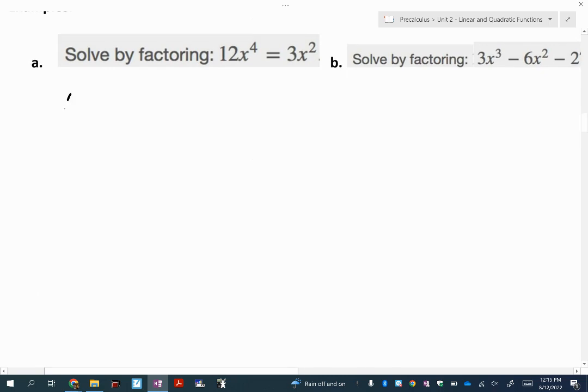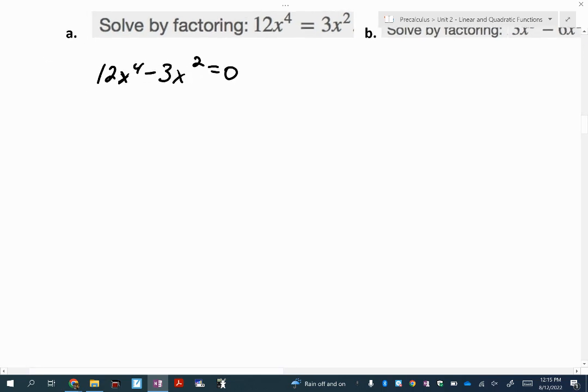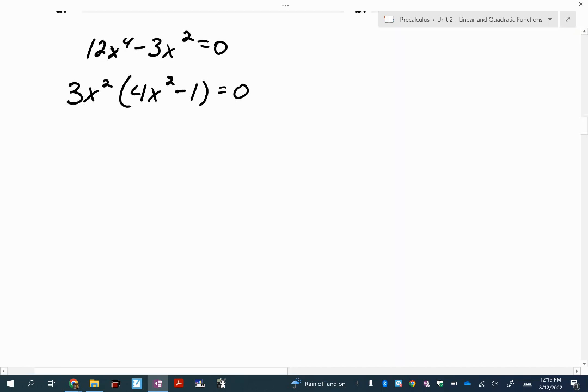So I'm going to move the 3x squared to the other side and write minus 3x squared equals 0. We have some common factors here. I see they both can share a 3 as well as an x squared. So that's going to leave me with 4x squared minus 1. Now my 3x squared can't do anything with that, so that's just going to come along for the ride. But if you notice, I've got alarm bells going off.